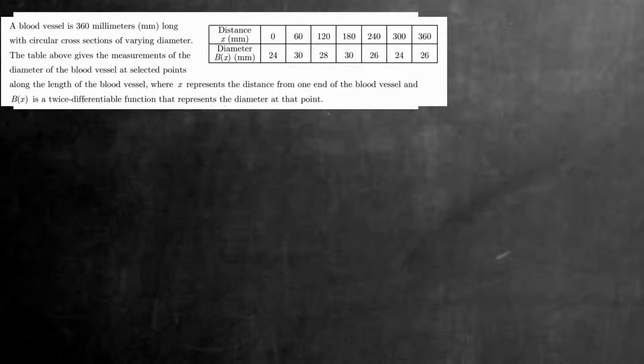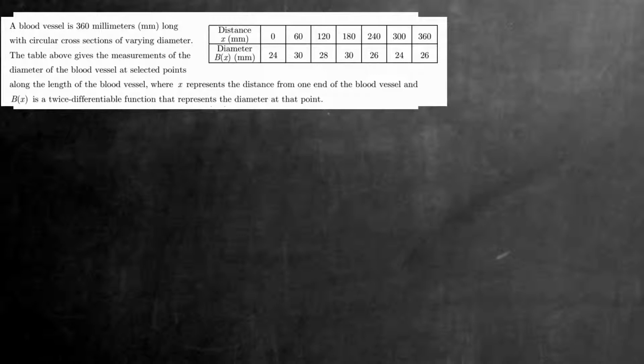All right, our blood vessel is 360 millimeters long with circular cross sections of varying diameter. The table above gives the measurements of the diameter of the blood vessel at selected points along the length of the blood vessel, where x represents the distance from one end of the blood vessel, and b of x is a twice differentiable function that represents the diameter at that point. Write an integral expression in terms of b of x that represents the average radius in millimeters of the blood vessel between 0 and 360.